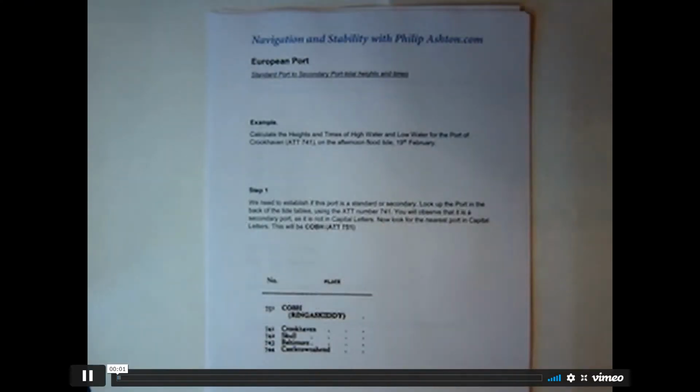We're going to have a look at converting a standard to secondary port report, tidal heights and times. Our example is the 19th of February, and we're going to look up the heights and times of high and low water for the port of Crookhaven on that afternoon flood tide.